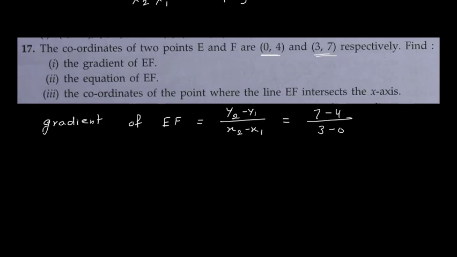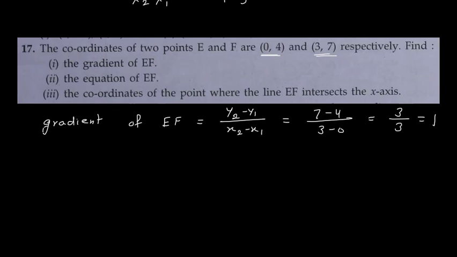Now this 17th question: the coordinates of the two points E and F are 0, 4 and 3, 7 respectively. Find the gradient of EF. So the gradient of EF is equal to, now this is point E, this is point F. So your formula is y2 minus y1 upon x2 minus x1. So here you will say that this is 7 minus 4 upon 3 minus 0. 7 minus 4 is 3, so 3 upon 3 is equal to 1.